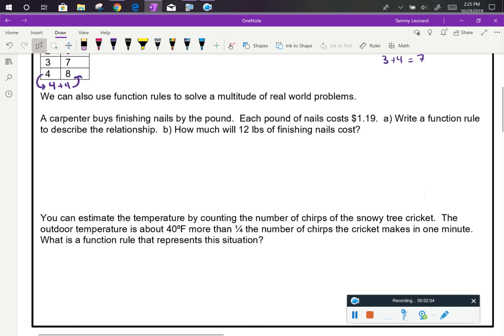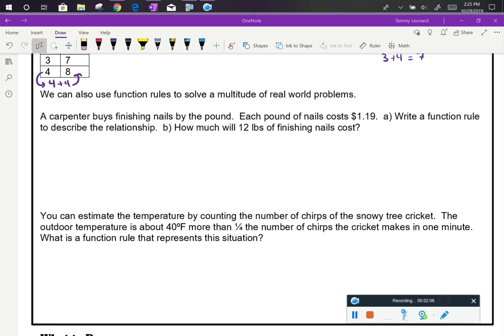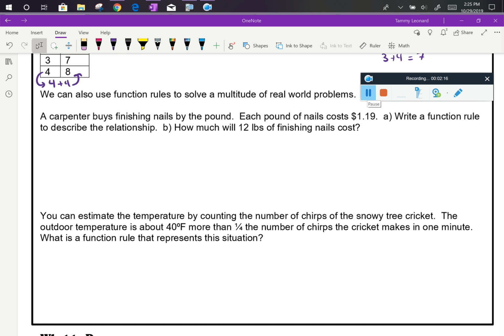And then once we have the function rule, we're going to be asked to use that function rule to try to calculate a new cost. How much will 12 pounds of finishing nails cost? There are some different approaches that we can take to do this. Some students can read the problem and just write the function rule. They can just see it. Other students, it really helps to think about some concrete examples first. So I'm going to start with that approach since this topic is new to us.